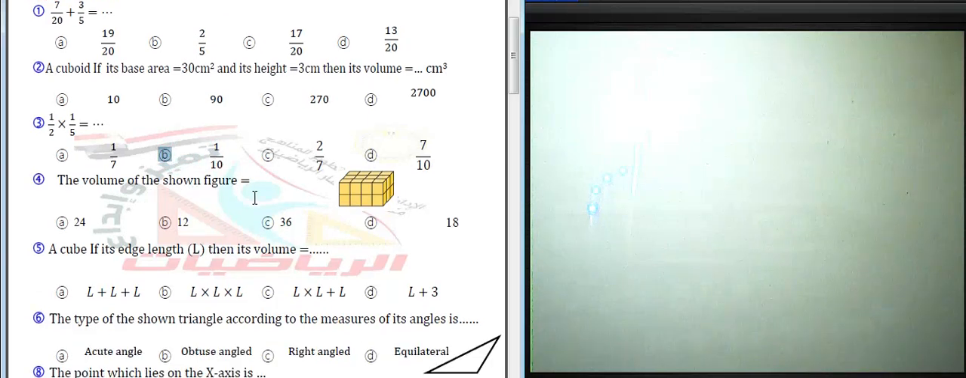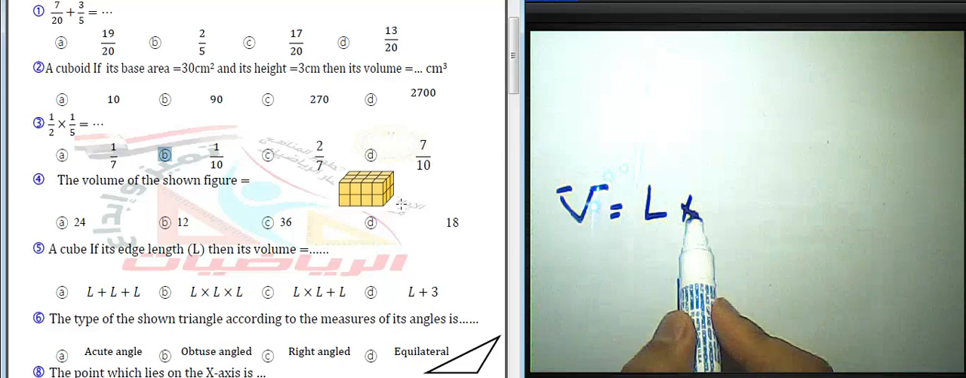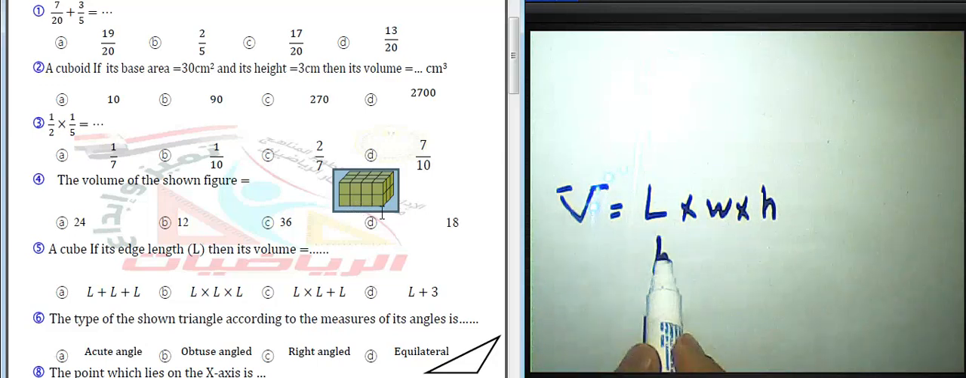The volume of the shown figure equals blank. It's a cuboid. To find the volume of a cuboid, we must find the length, the width, and the height. Look here, how many do we have? 1, 2, 3, 4. We have 4 small cubes. The length was 4 units. 1, 2, 3, 4. Okay, the length is 4. And the width here is 1, 2, 3.